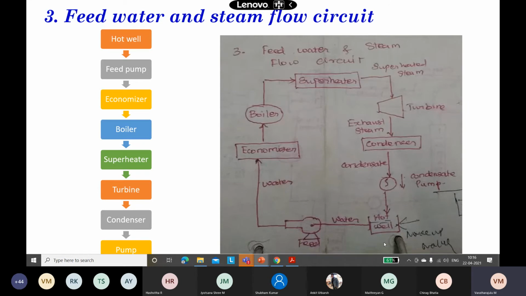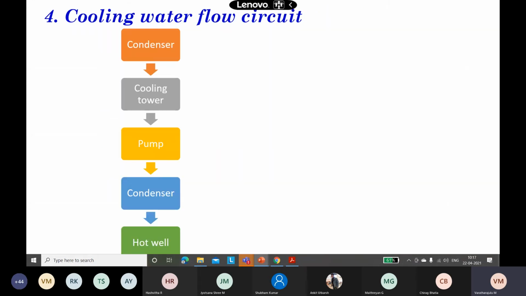And then we have the hot well, where the steam is reduced to water, and then we have the sources. Now, to add the external water, we have the makeup to the feed water system, and this is how the circuit continues. And this is the cooling water circuit.